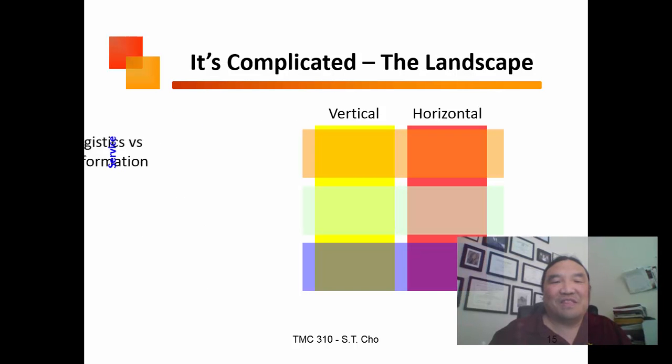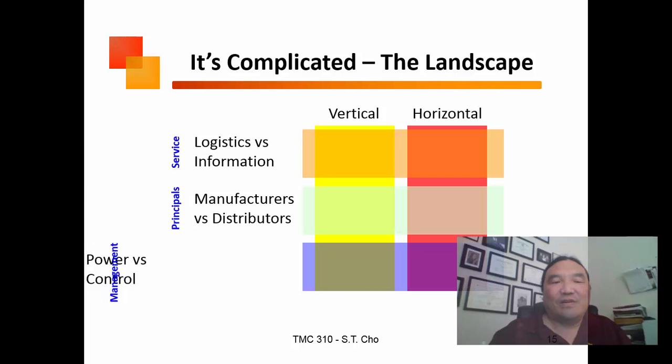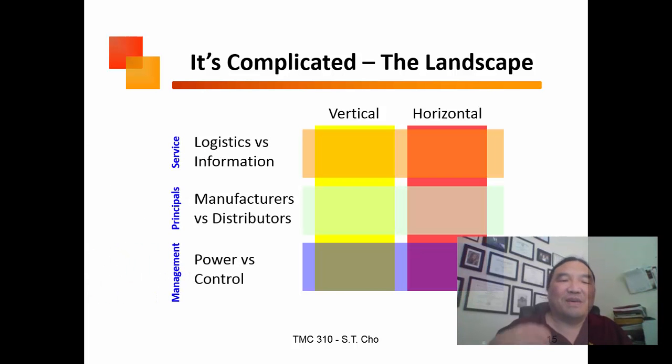In terms of the landscape, this is what it all boils down to when you think about a channel. In terms of logistics and information, how do I want that handled? How am I handling my verticals and my horizontals? Manufacturers versus distributors, they fight. Manufacturers like Intel are into your customer's customer. They want more say. Some manufacturers don't care. A lot of manufacturers get put on with support. And then it comes down to power and control.